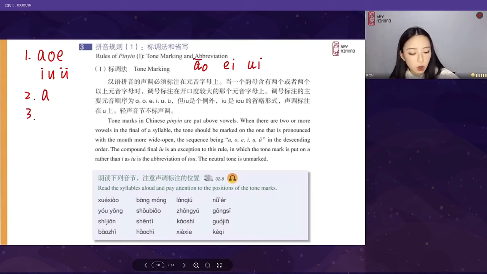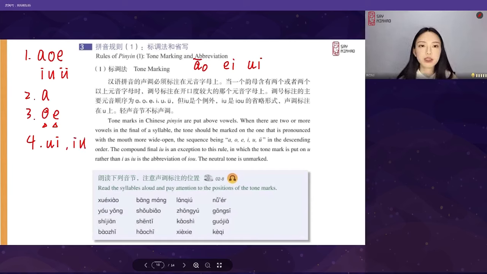And if there is no a, try to find o and e, because they won't appear together in the same final. Try to find them and mark them. And if there are none of them, try to mark the others. And for iu and ui, if i and u appear together in the final, we should mark the latter one. For ui, we mark i. For iu, we mark u. Okay.